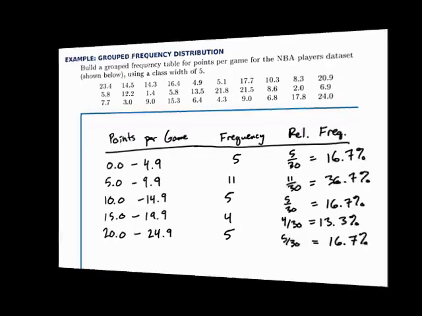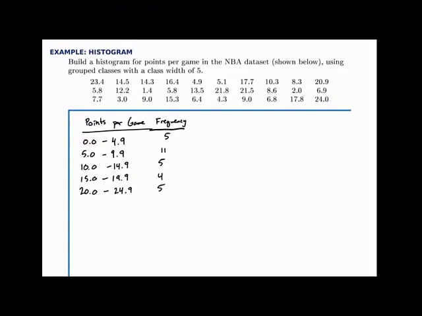That's the important piece. Here we'll build a histogram using the data set for the players in the NBA with their points per game listed here. In the last example, we built a grouped frequency table, and now we're going to build a histogram that matches it. So we're going to take the frequency table we built earlier and just draw this histogram to represent the same picture.